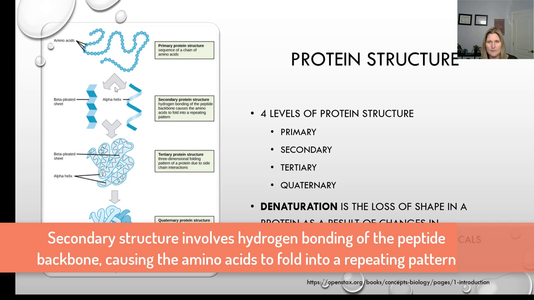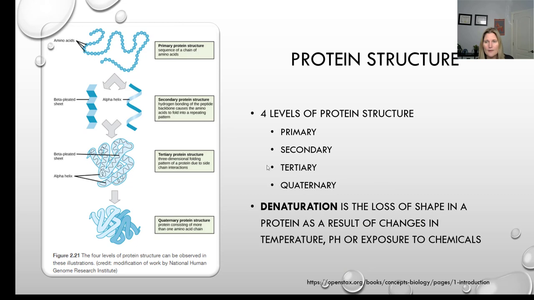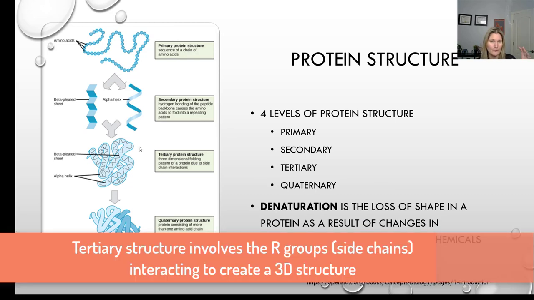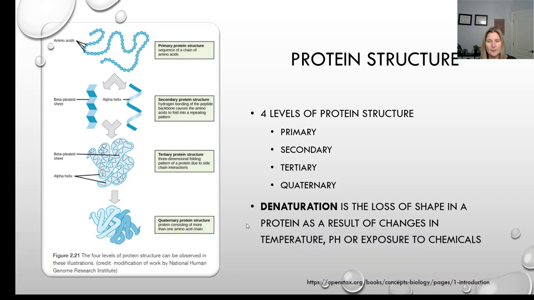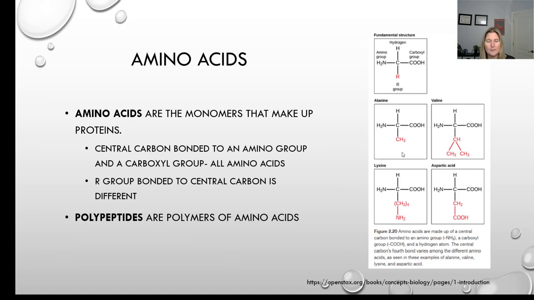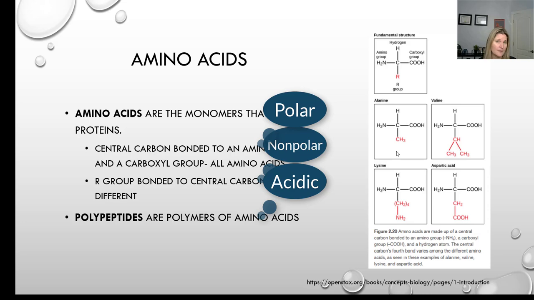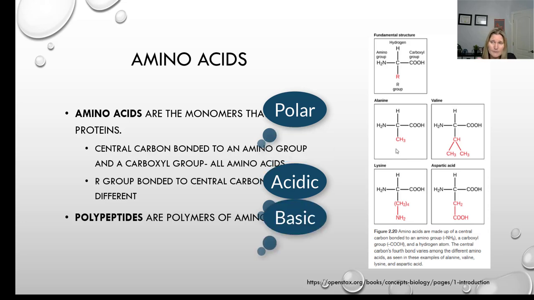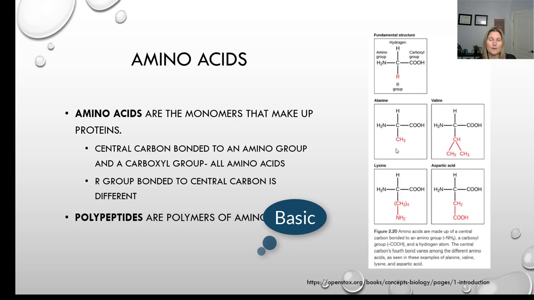Okay, so we see the first fold. The tertiary structure involves those R groups. We've already folded, and now we're involving the R groups. Now, as I stated before, the R groups have different properties, right? Some of them could be non-polar, some of them could be polar, some of them could be acidic, basic, things like that. And because of that, they're going to affect how the protein folds even more.